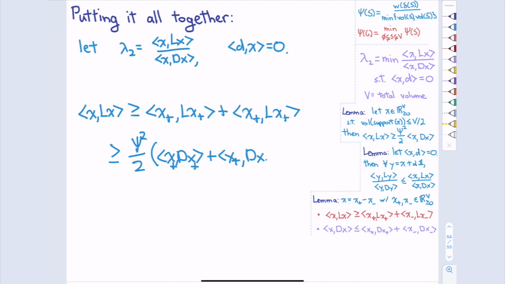No, okay, these pluses should be minuses, shouldn't they? I'm just writing the same thing over and over again. Something like that. That would come from the interesting lemma. And this is at least phi squared over 2 x dx. Okay. And where would I go from here?